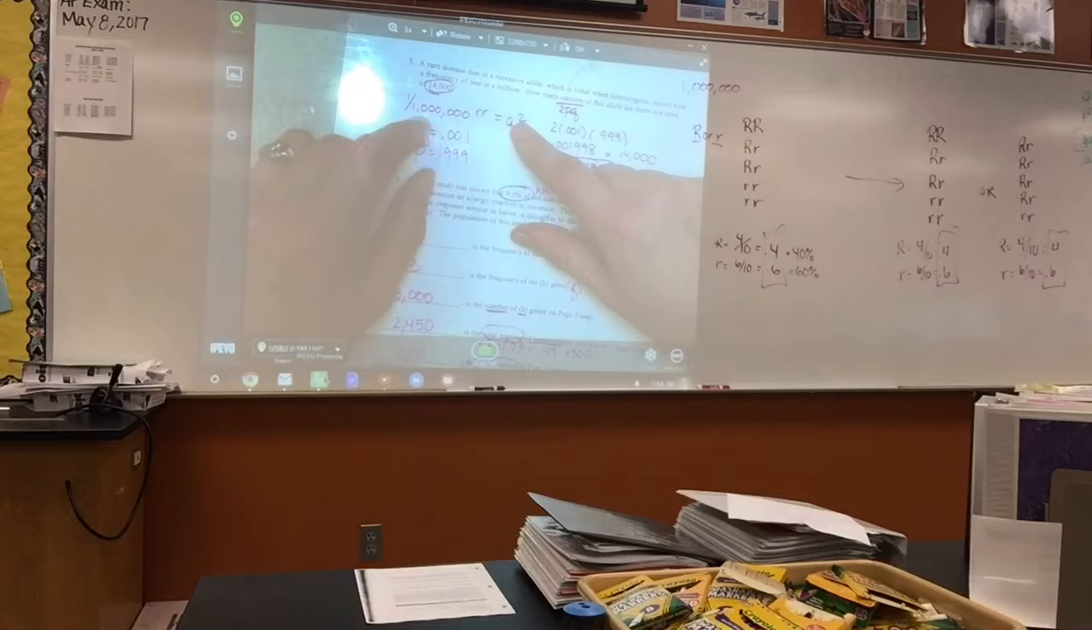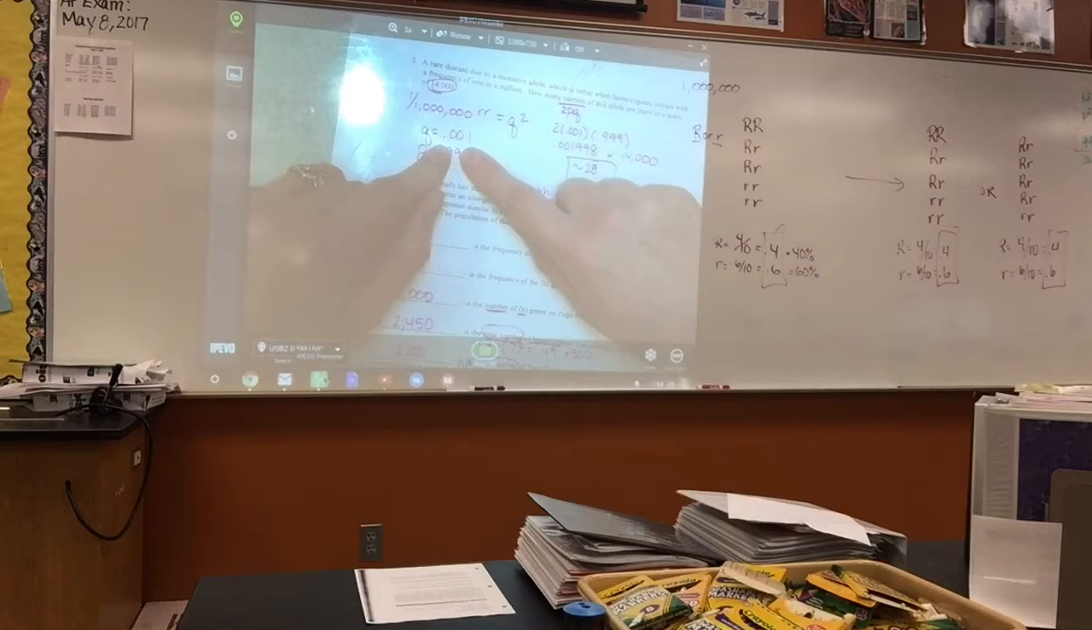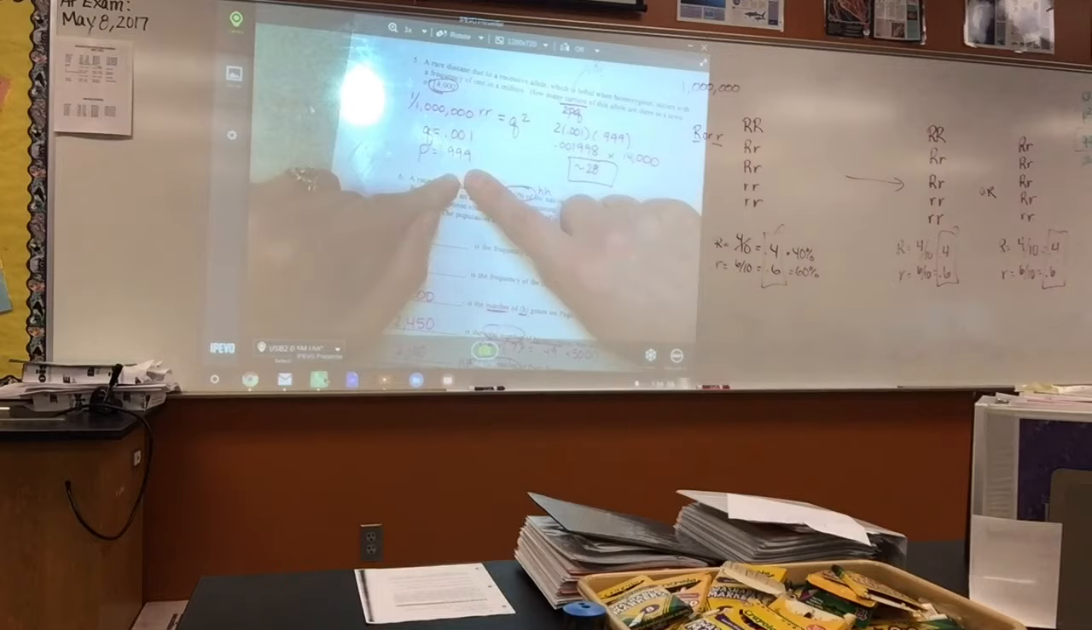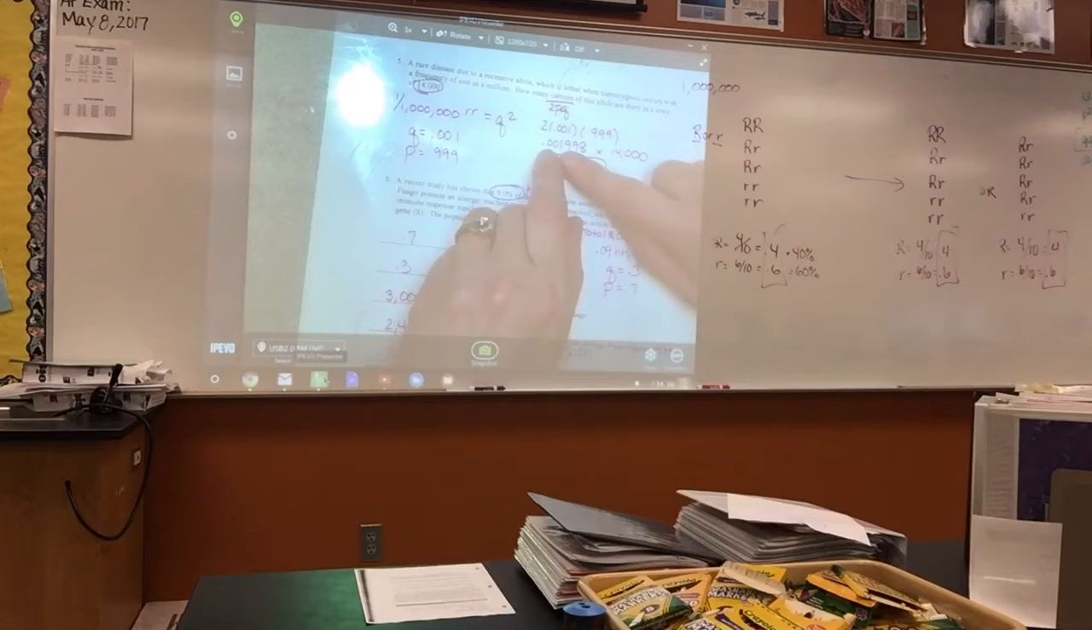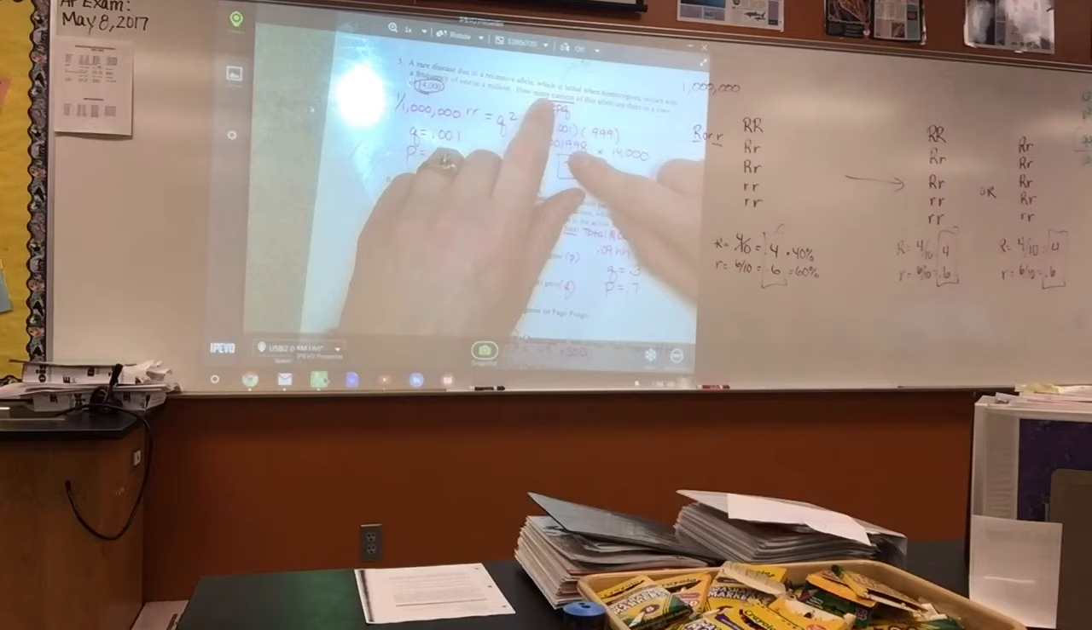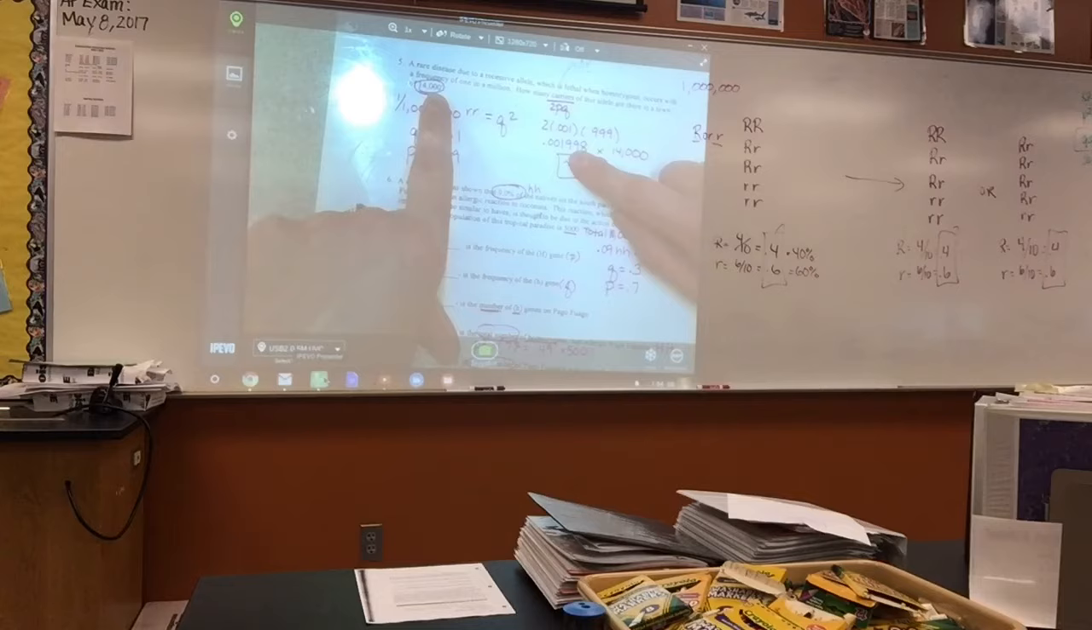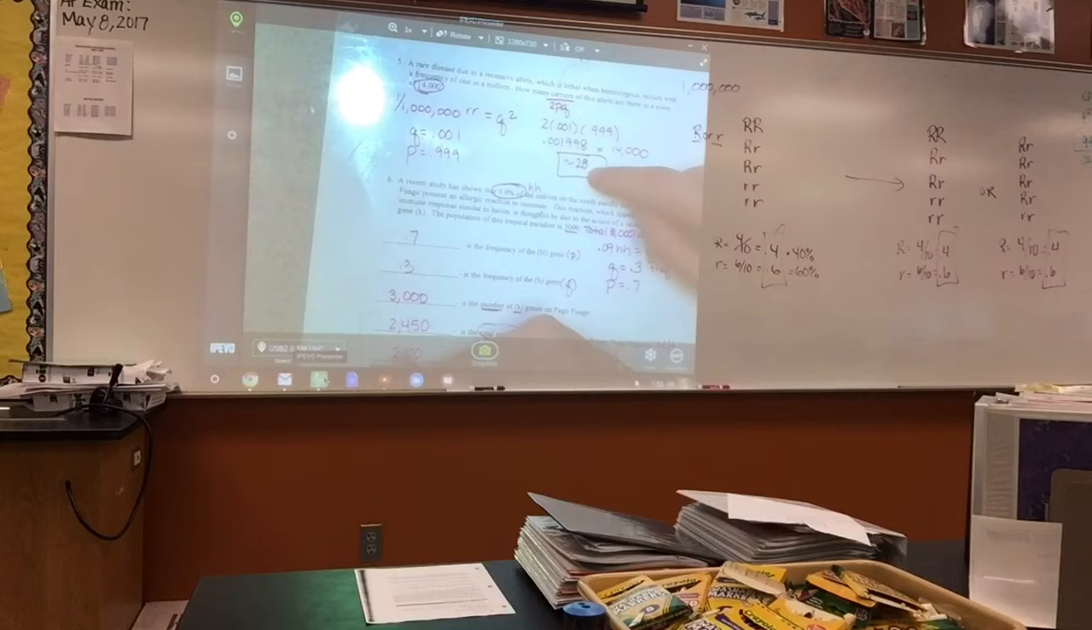Then you take the square root of that to get Q, which would be 0.001. Then for P, you subtract 0.001 from 1 and you get 0.999. So now you know P and Q. Now we want to know how many are carriers, so we use 2PQ. We take 2 times P times Q, and this is what you get: 0.001998. Then, since it's asking how many, the population is 14,000, so you multiply that by 14,000, and you get roughly 28 individuals out of that 14,000 who would be carriers of that rare disease.